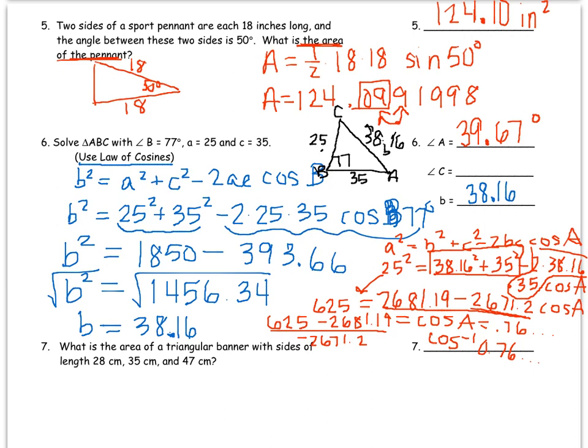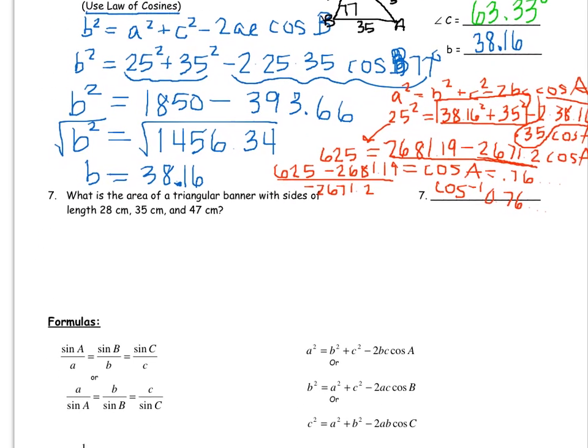To find angle C, we're just going to subtract from 180. So angle C is 180 minus 39.67 minus 77. Again, I'm just subtracting from 180, and that would give me 63.33 degrees. So if you start with the law of sines, you should continue your problem with the law of sines. Otherwise, you're going to end up with a little bit of an error, possibly.